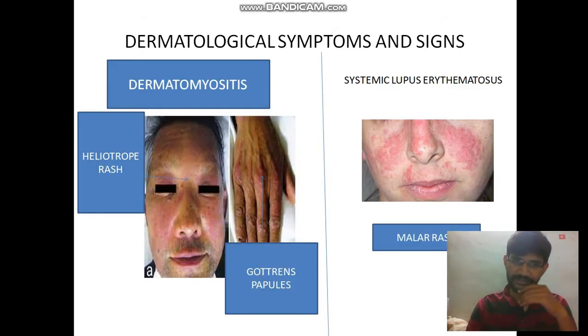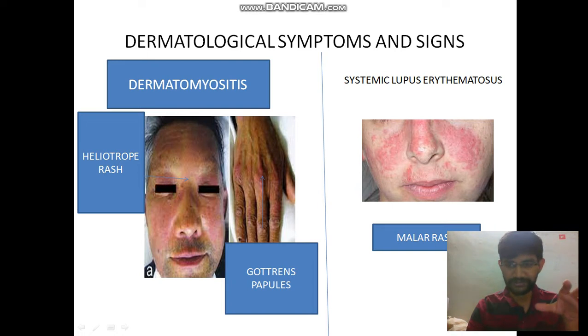So after eye manifestations, we go for dermatological manifestations. In dermatological manifestations, diseases like dermatomyositis have heliotrope rash and Gottron's papules. Heliotrope rash is very specific for dermatomyositis. Here there is a reddish erythematous eruption over the upper eyelid along with edema. You can see that the upper eyelid is swollen and reddish. Those are the heliotrope rash.